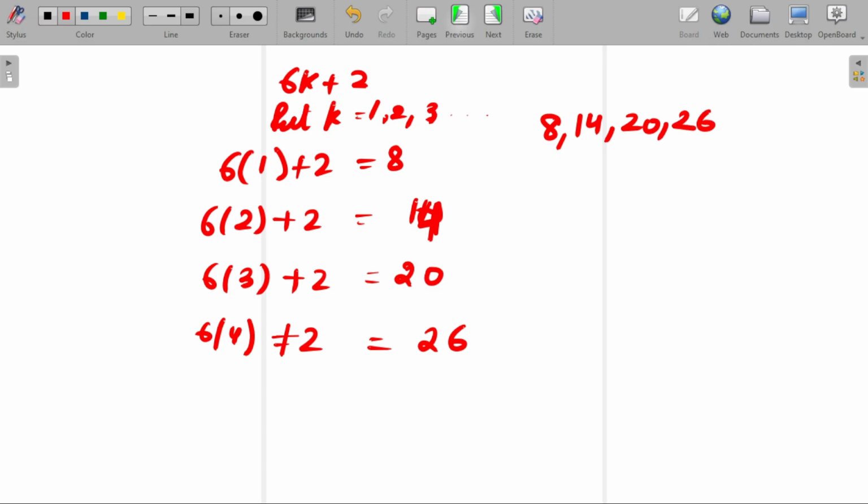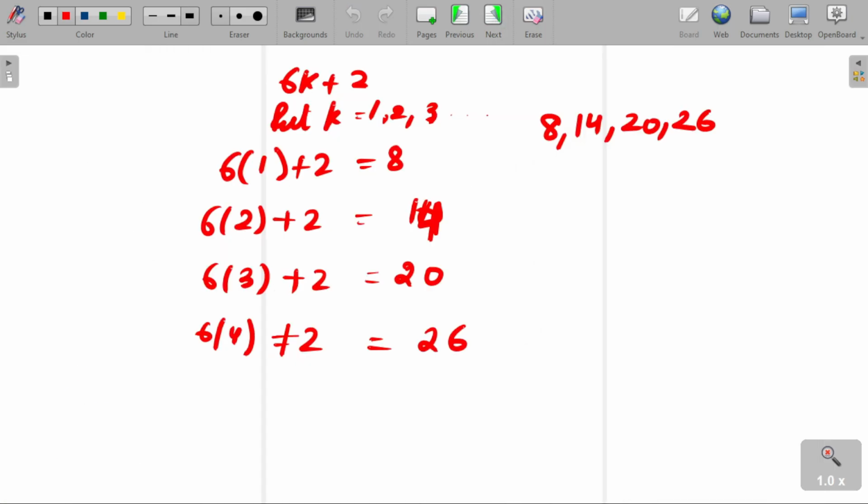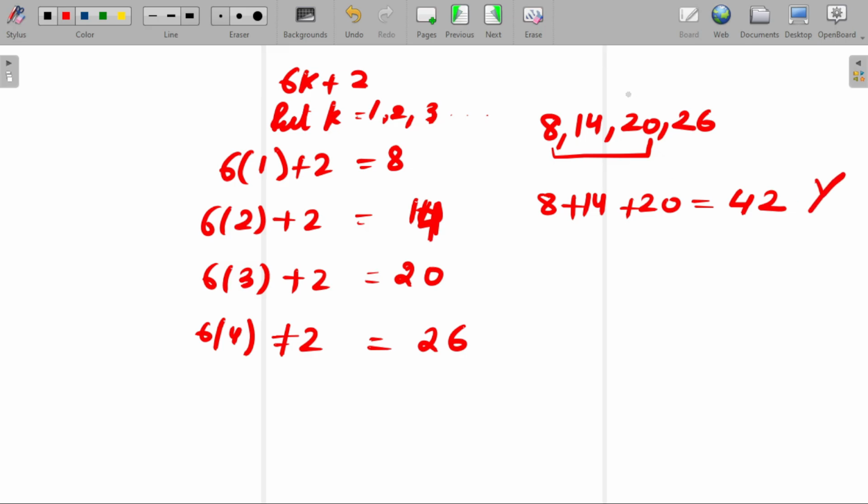Now what are they asking? They are asking in the question, he claimed that if we add any three such numbers, the sum will always be a multiple of 6. So if we add these three numbers, let's see, 8 plus 14 plus 20, the answer is 42. Is it a multiple of 6? Yes. Let's add the other triple, 14 plus 20 plus 26. It is 60. 60 is a multiple of 6. So the claim is true.